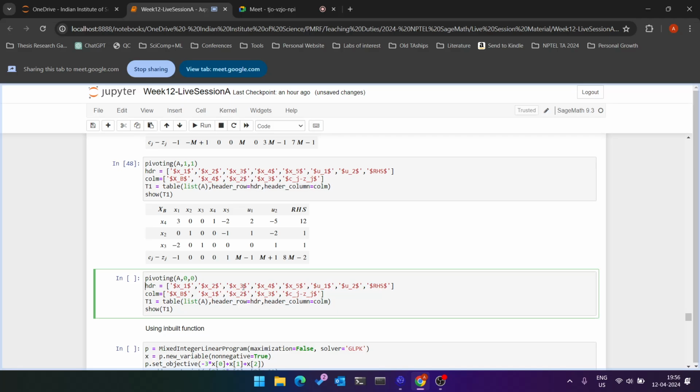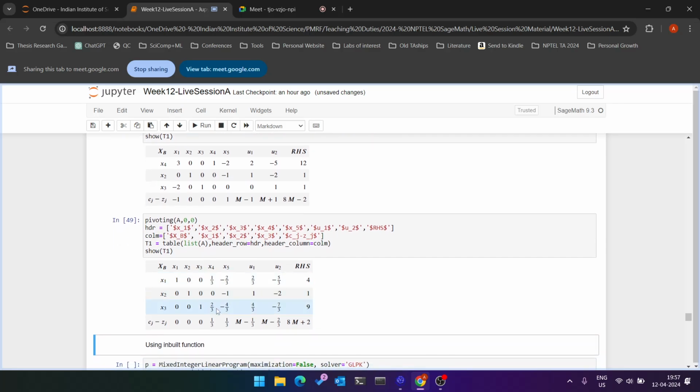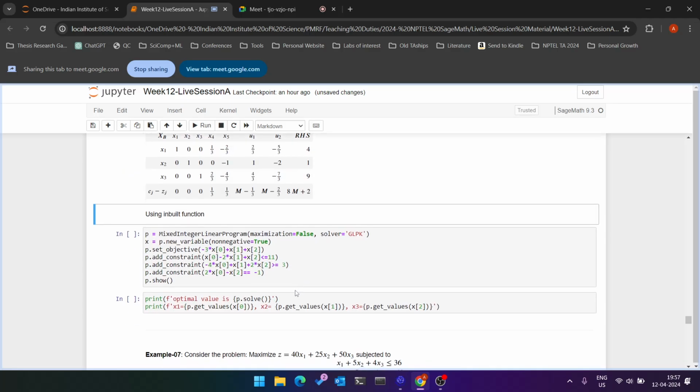And now the largest negative entry is minus 1. If I take the ratio of RHS, the minimum positive is 12 by 3, so x1. We'll be entering through x1 and exiting through x4, pivoting around 0, 0. So this creates my matrix that looks like this. From this we obtain x1, x2, x3 values as 4, 1 and 9, and the corresponding objective function to be minus 2.